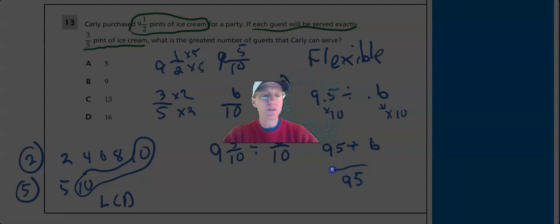So let's do 95 divided by 6. You have 1 time, you have 3 and 5, 6 into 35. There's our 15. And we have 5 left over, 5/6. So 15 and 5/6. In other words, we have enough ice cream to serve 15 people and 5/6 of a guest. But you're not going to have 5/6 of a guest walking through your door because that would be less than a whole person. So again, we come back to this 15. All right, cool deal.